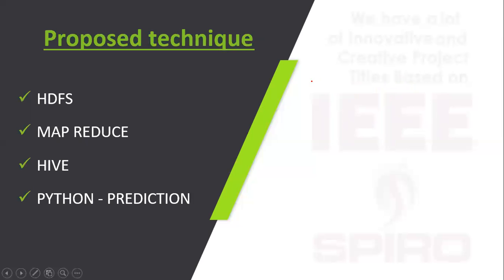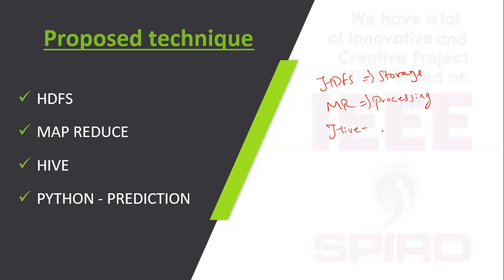So the techniques involved in Hadoop are HDFS for storage, MapReduce for processing. You can use parallel processing in MapReduce, and Hive for analysis, Python for the prediction.